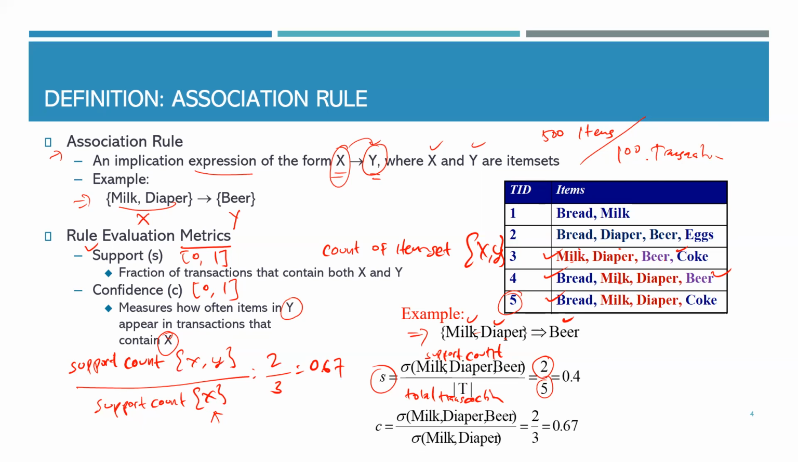So if we want to apply association rules, we also have to make sure that the number of transactions and the number of items are quite balanced. For example, if we have 500 items but only 100 transactions, it will be very difficult to get the rules.